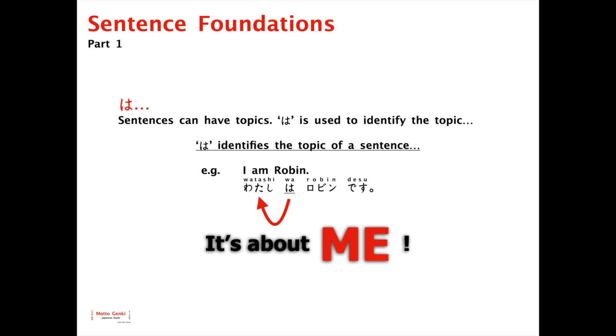So in this example, we have watashi wa Robin desu. In this sentence, wa is saying that watashi, I, am the topic. Watashi wa, I, it's about me. So watashi wa Robin desu. This sentence is about me, and I am Robin. Desu being "am". Watashi wa Robin desu. I am Robin.